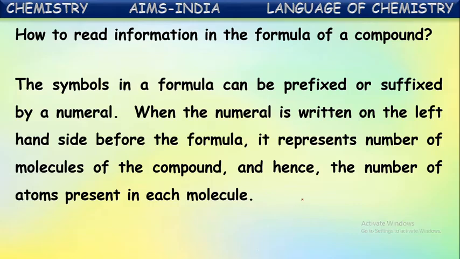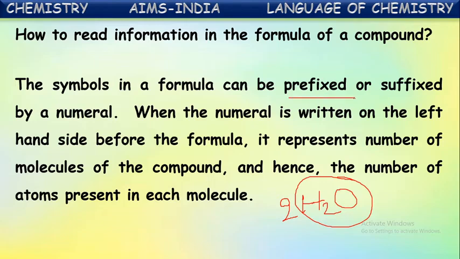For example, H2O is the molecular formula of water. If you write 2 in front of the molecular formula, this represents two water molecules. If any number is written in front, we call it prefixed, and that represents the number of molecules taken. Suppose you write 2 here, it represents 2 water molecules. At the same time, we can also find the number of atoms of each element. How many atoms of hydrogen in total? In each molecule, there are 2 hydrogen atoms, and totally we have taken 2 water molecules.